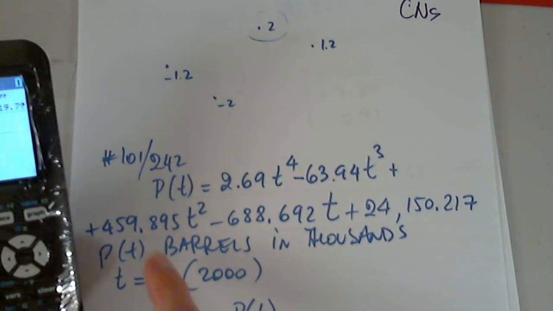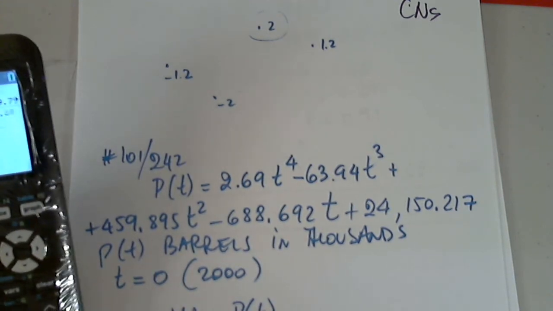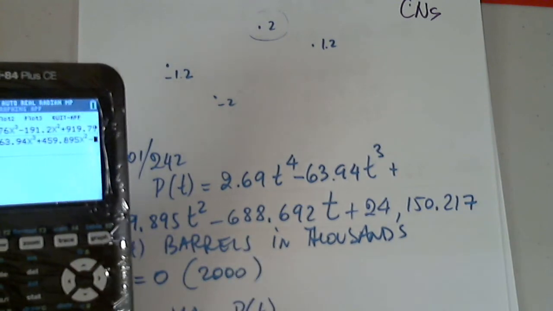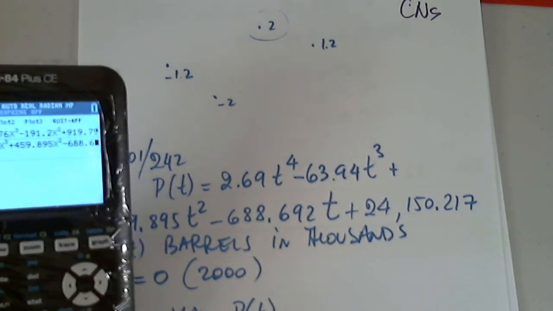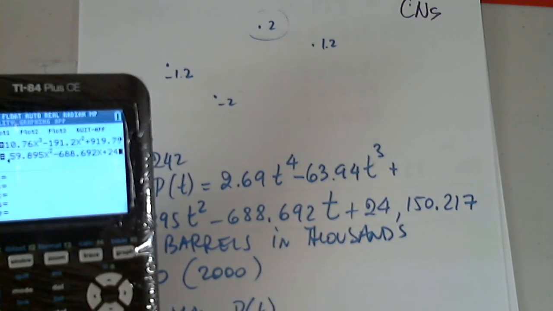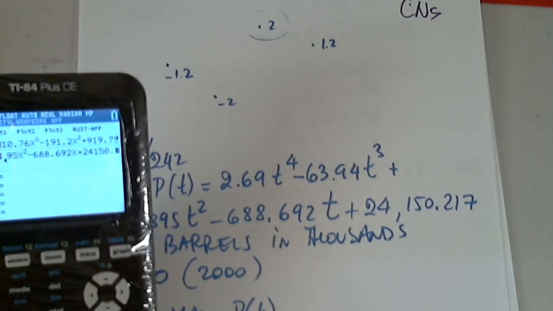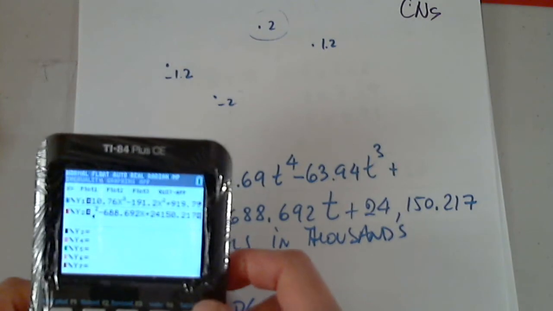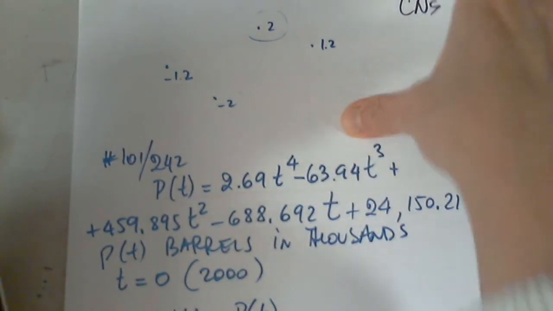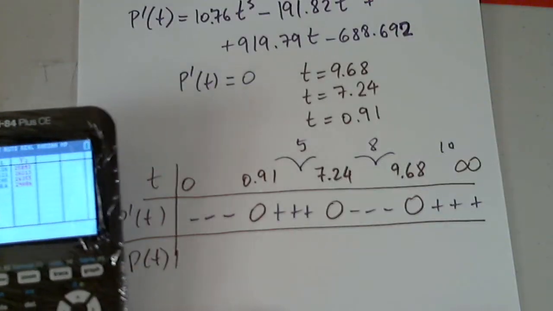63.94 t to the third, plus 459.895 t squared, minus 688.692 x, plus 24,150.217. Okay, so I go back to the second table, and I have the values.